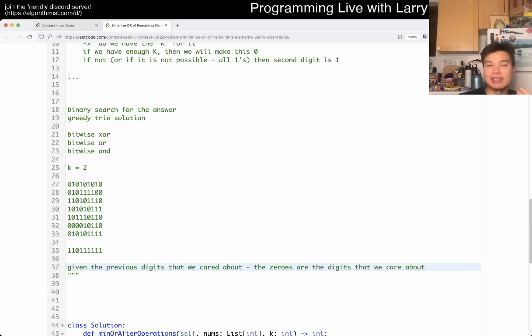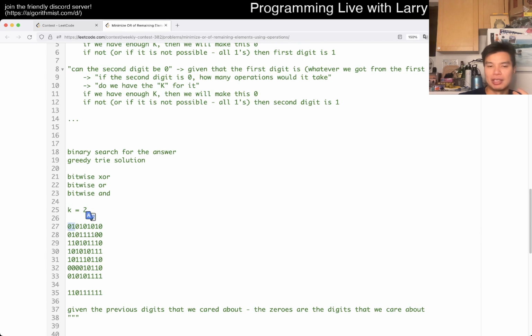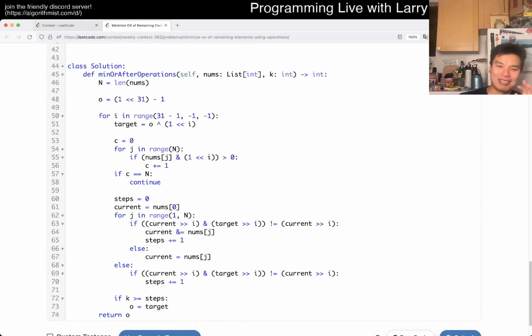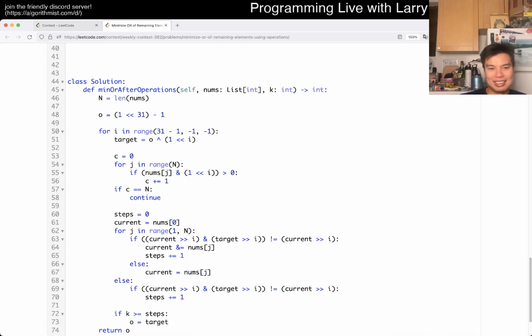And then you can't do it iteratively in a greedy kind of way, because the most significant bit matters the most. For some reason, I actually took a long time to implement this correctly. This is kind of bad, but yeah.